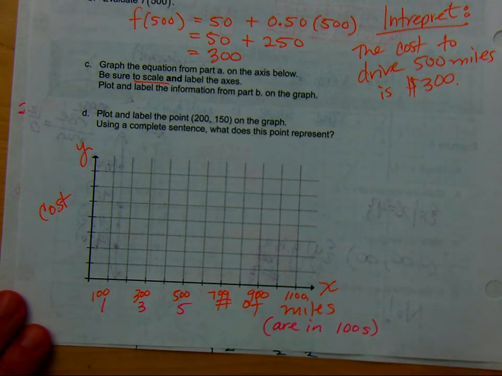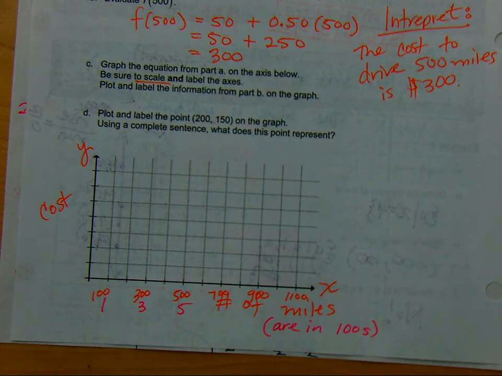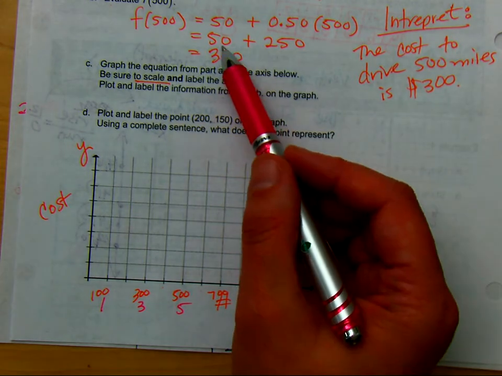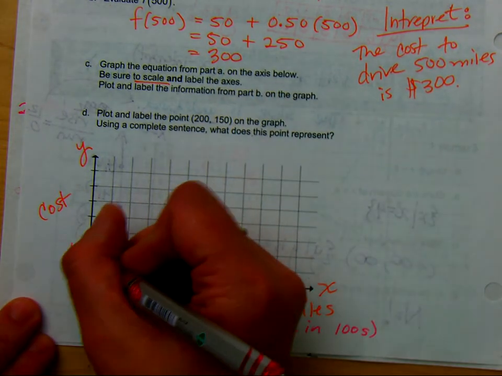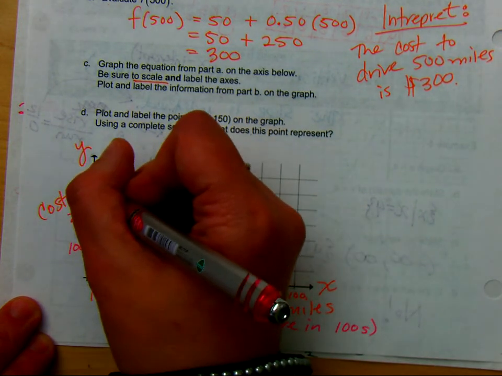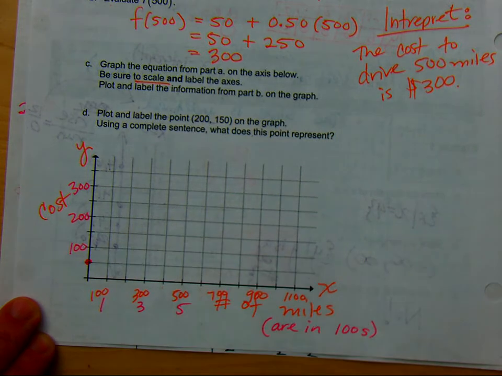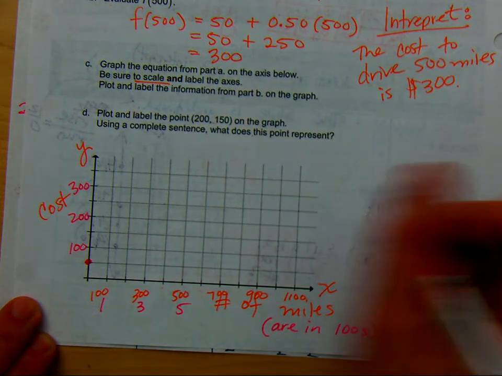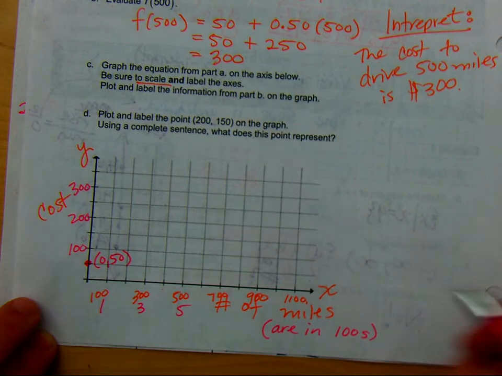Now, what about the cost? What does it make sense to count by for the cost? Hundreds as well? I might even suggest counting by 50, only because if I count by 50, 50, 100, 200, 300, then I'm able to actually draw that y-intercept. Because remember, if you drive 0 miles, you still have to pay $50.